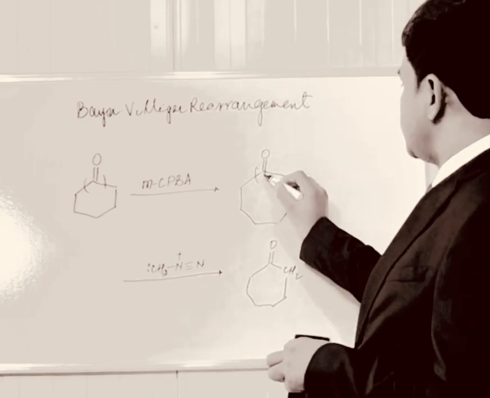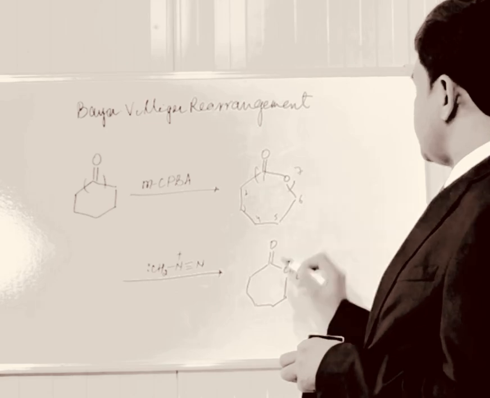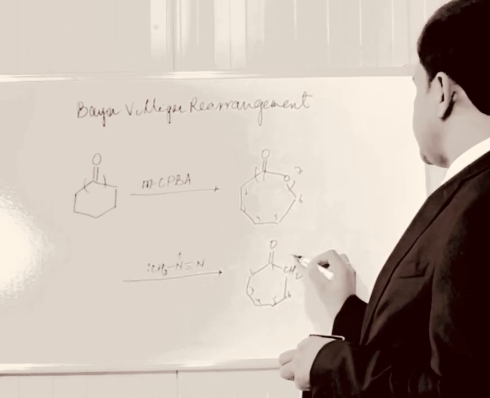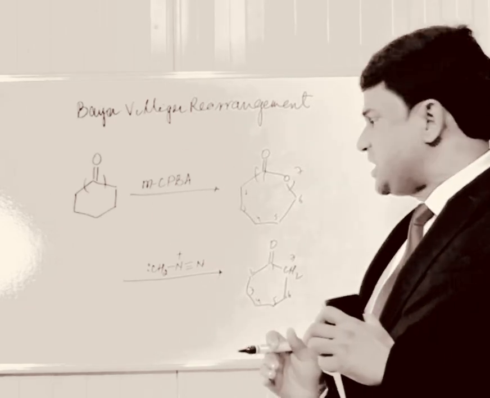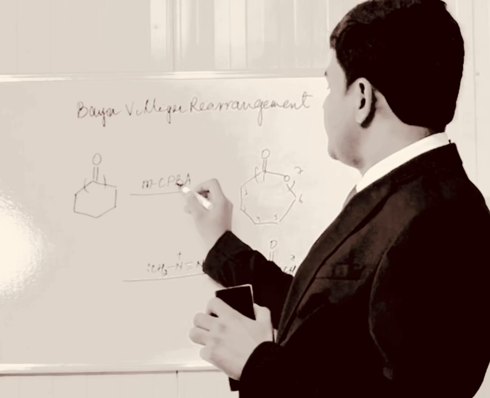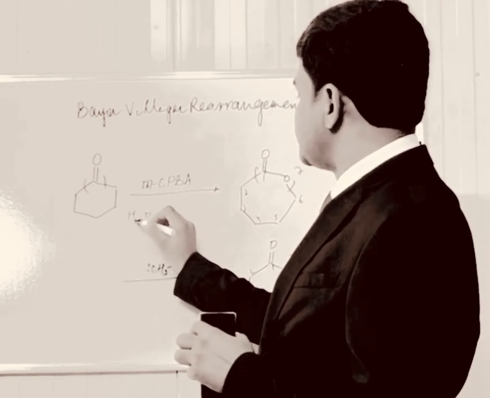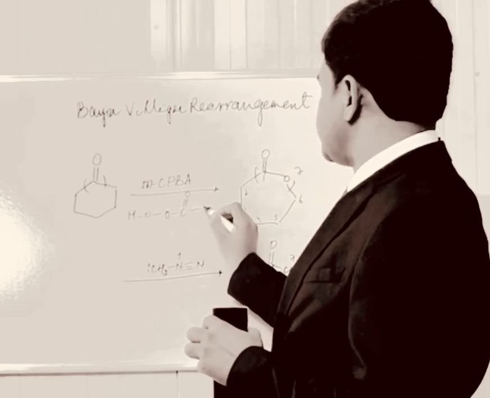Here the ring is size 1, 2, 3, 4, 5, 6, 7. Here 1, 2, 3, 4, 5, 6, 7. So there is a ring expansion in this reaction. Here if we take a peracid, then we know that the structure of the peracid is like this.